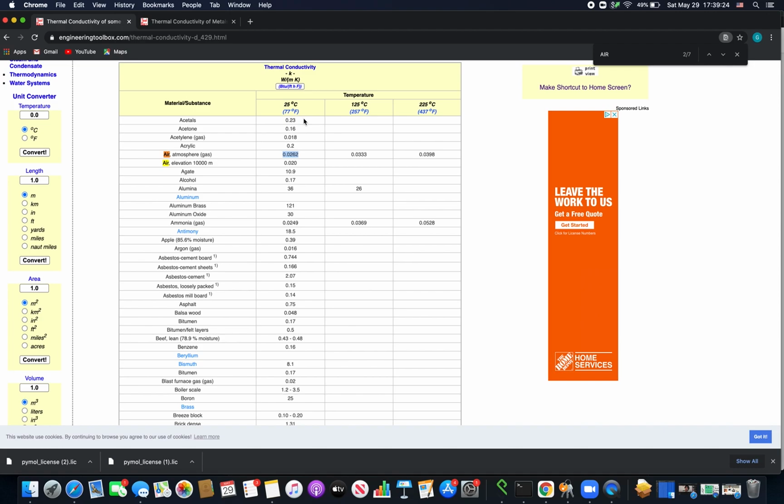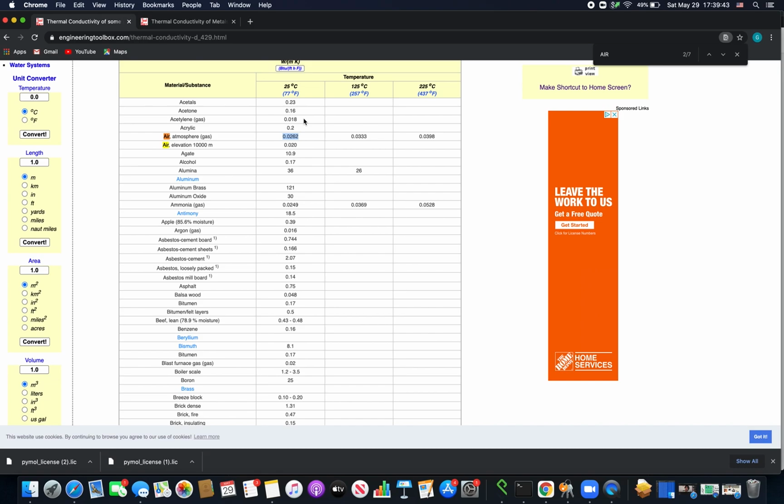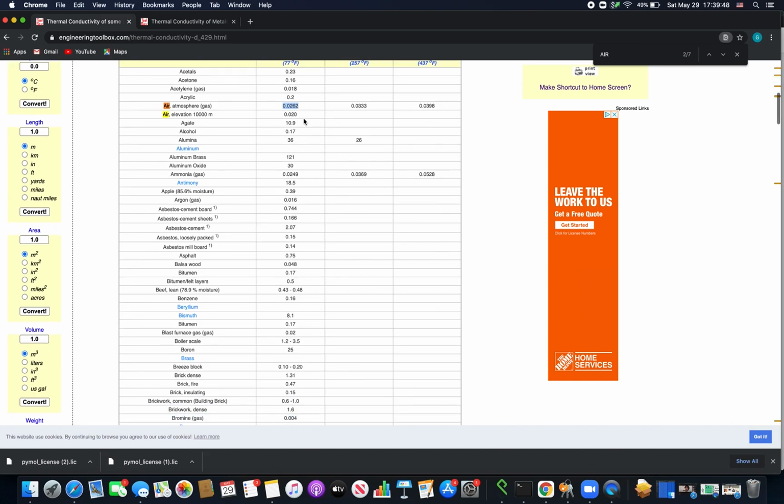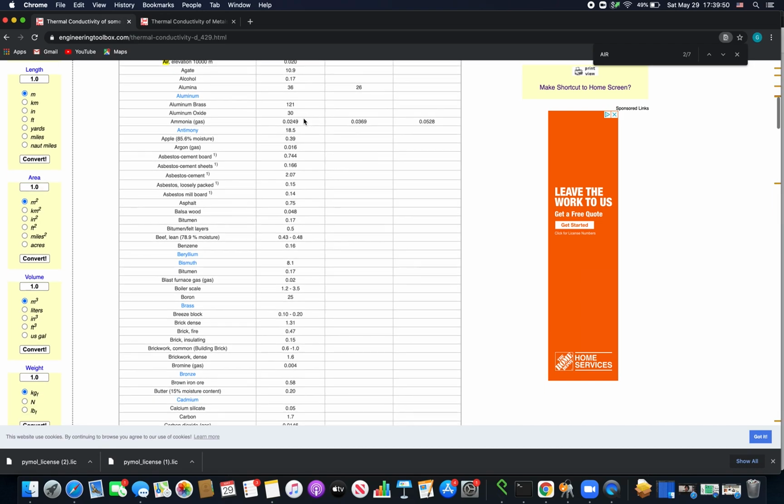It just tells you how much energy is transmitted. It's a unit based on two principal factors: the amount of heat energy depends on the difference of temperature, the bigger the difference of temperature, the more energy will transmit faster; and the distance, the bigger the distance it travels, the less energy gets through. But air is a pretty good insulator, 0.0262, and it's more that the number is very small.